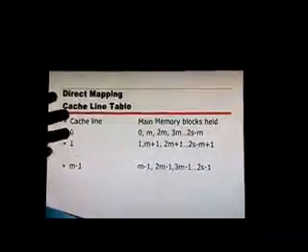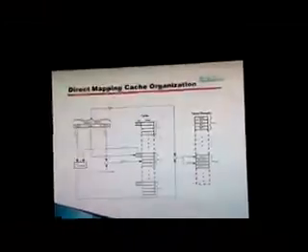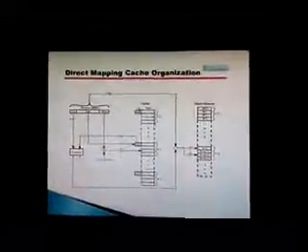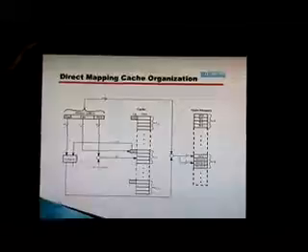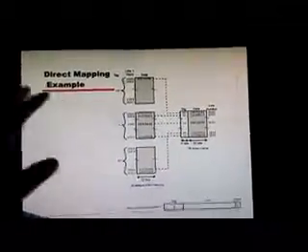Direct mapping cache line table. These are the formulas. Direct mapping organization. This is the diagram of direct mapping cache organization. Direct mapping example.